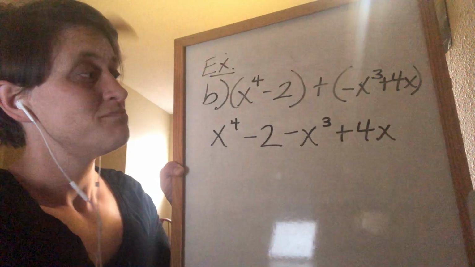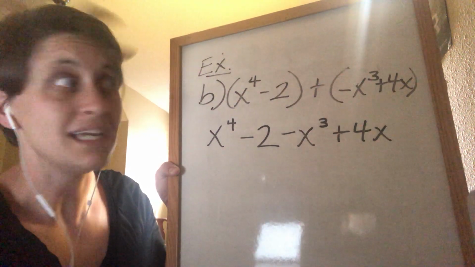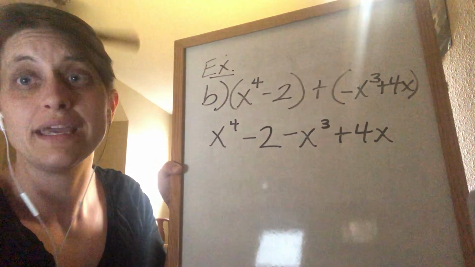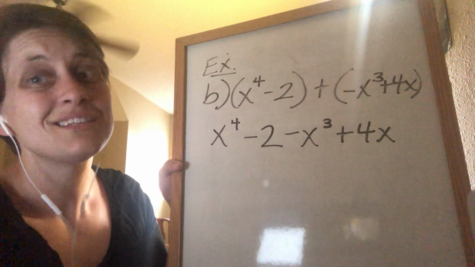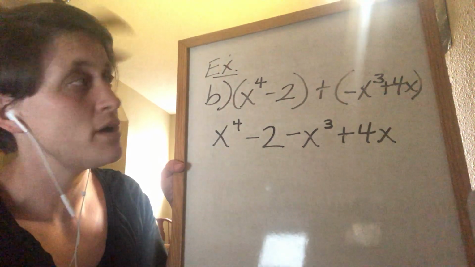So there were no like terms. So we just write the terms together. We just add them up, but they all have to stay separate because none of them are alike. We can't combine them. So that's adding polynomials. Something we've done before. We're just using a new name for it.